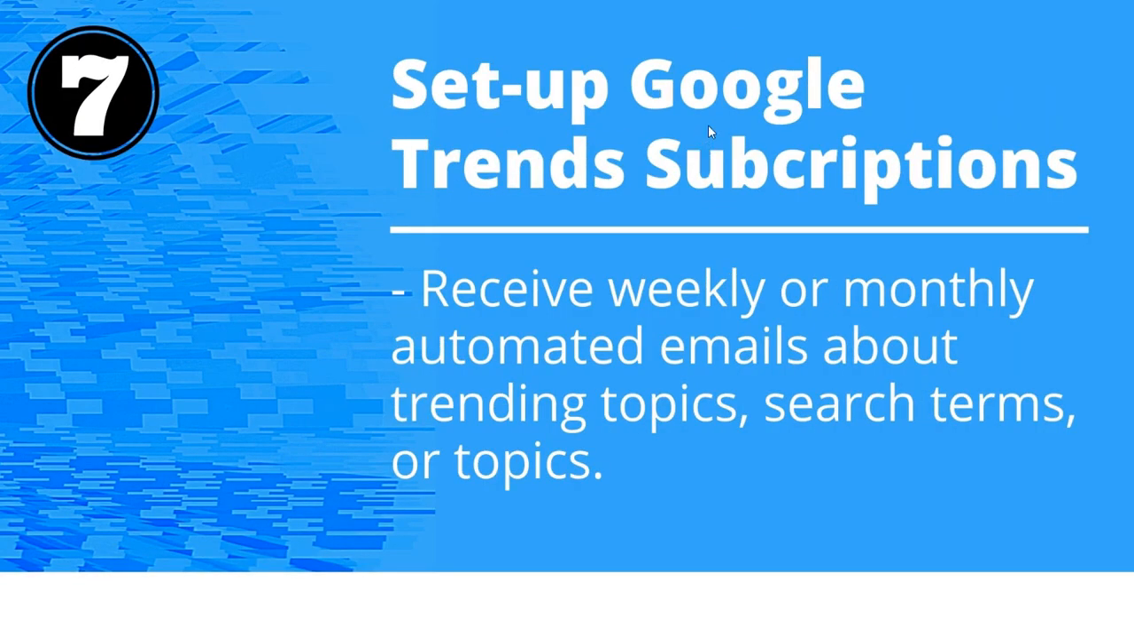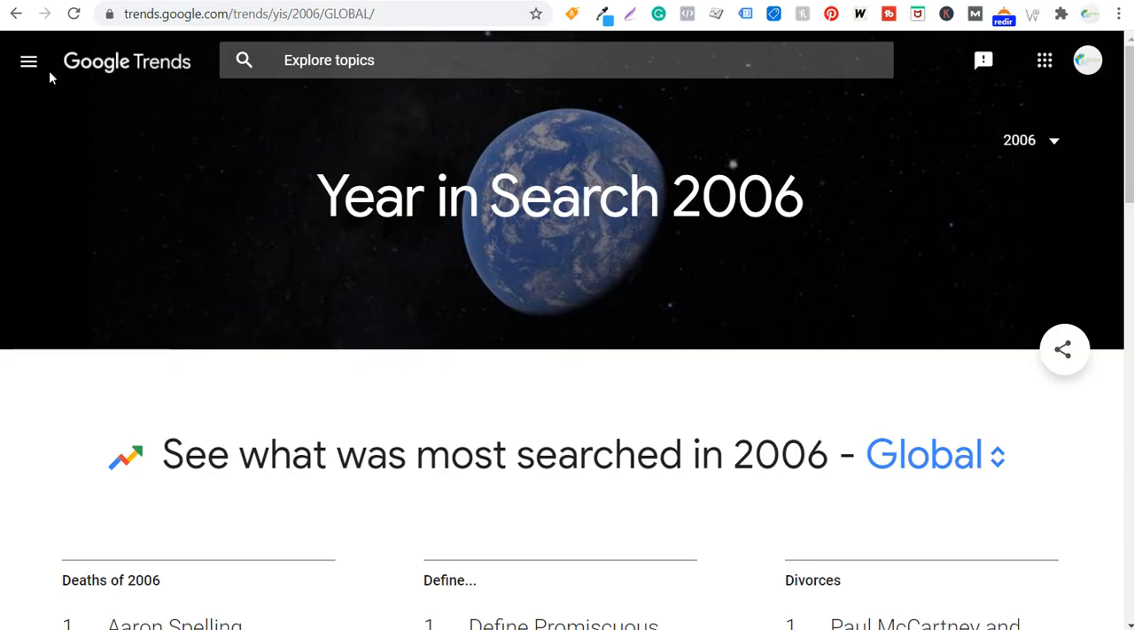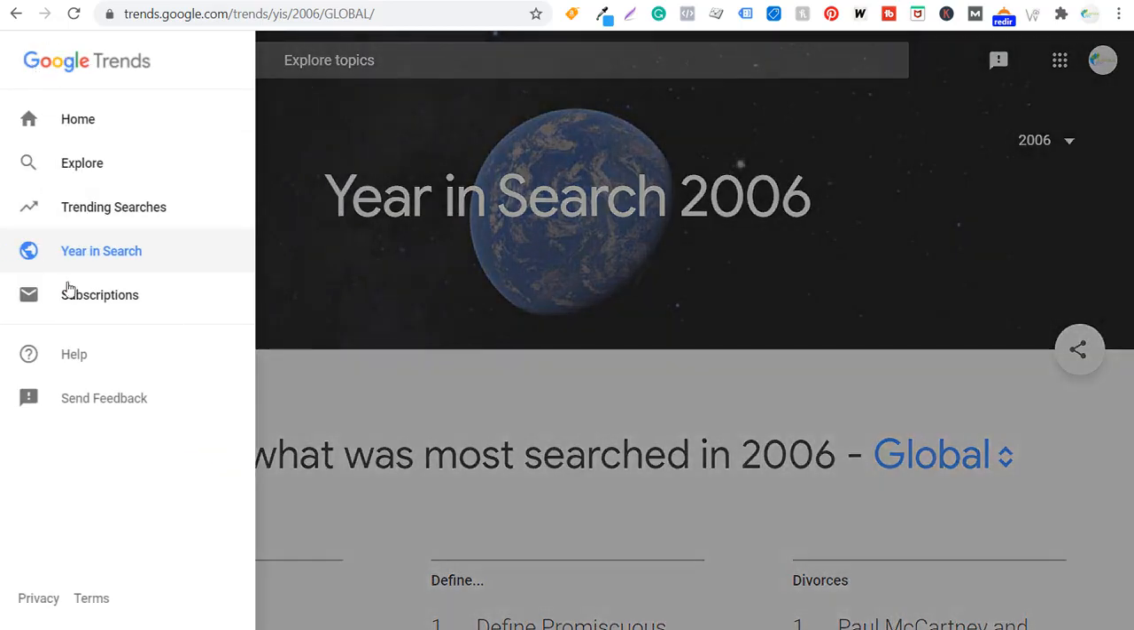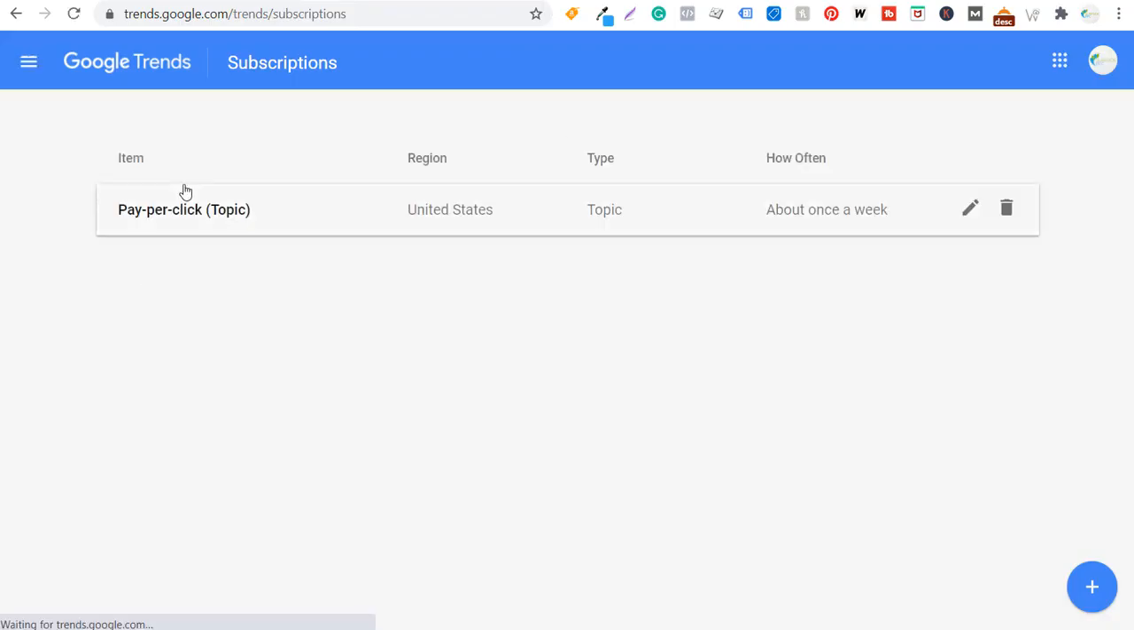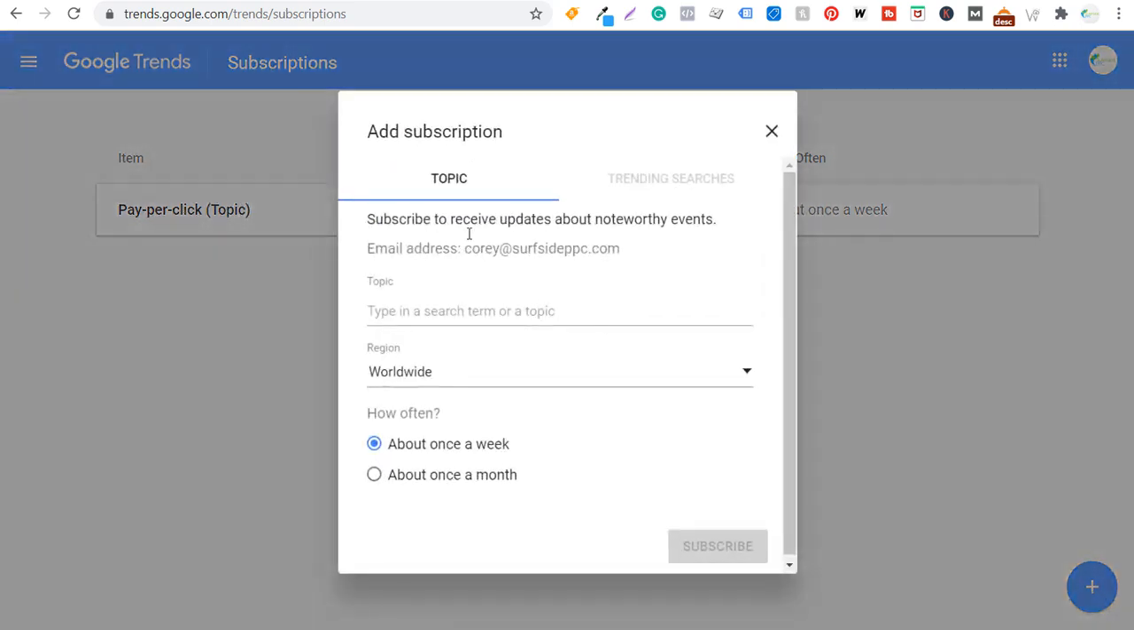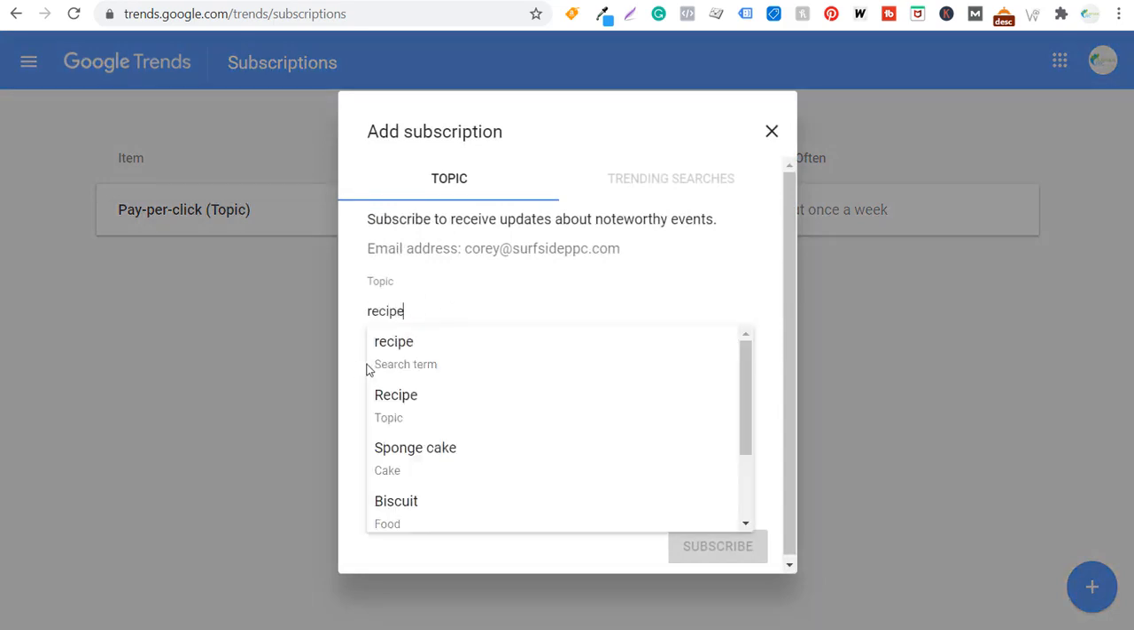Number 7, you can also set up Google Trends subscriptions. So if you're constantly looking for news or trending topics related to your business or just in general things that you're interested in, you can come over and you can click right here on the menu, go to subscriptions, and you can easily set up subscriptions. So you can see pay-per-click topic, region United States, type the topic, how often, about once per week. So if I click on the plus sign here, you can see topic, send it to my email address, enter in any topic here. So I could do recipe, just use a topic I did earlier.